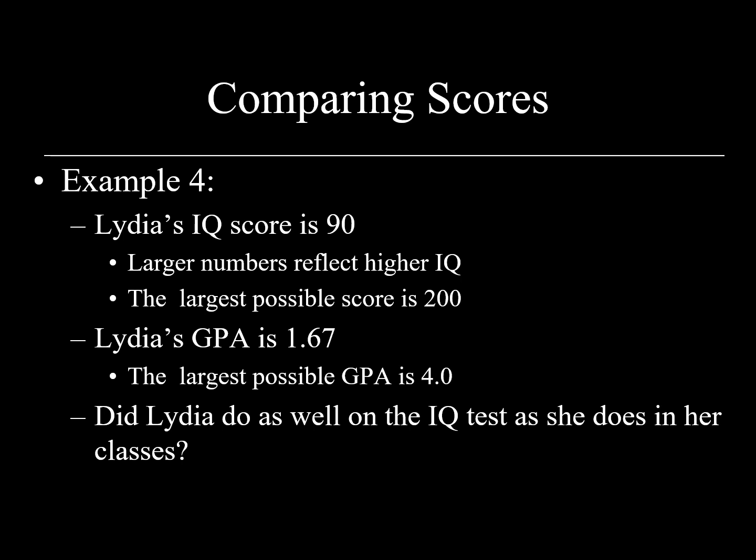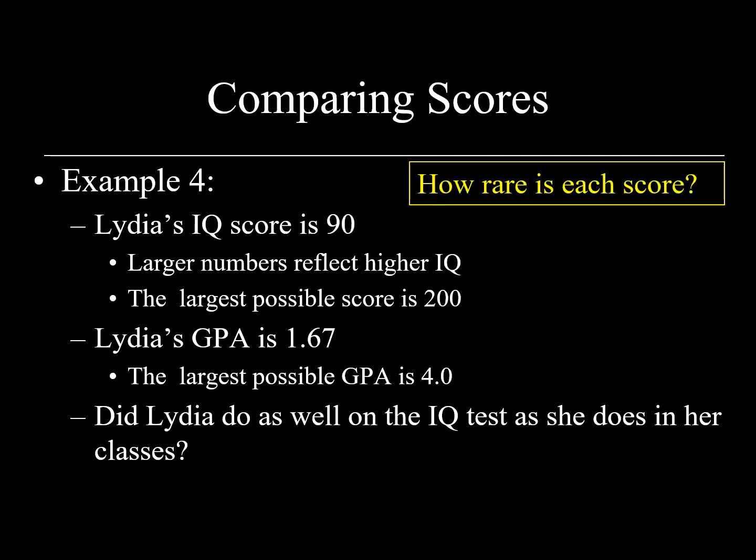The largest possible GPA is 4, so this is on a 1 to 4 scale. Did Lydia do as well on the IQ test as she does in her classes? In other words, how do these two scores measuring different constructs compare to each other, though they are somewhat interrelated? So an IQ of 90 on a 200 scale versus a GPA of 1.6 on a 4-point scale. So again, our question is, how rare is each score?